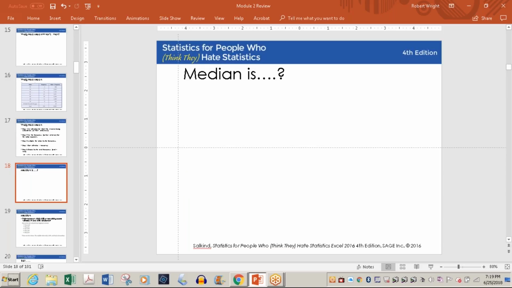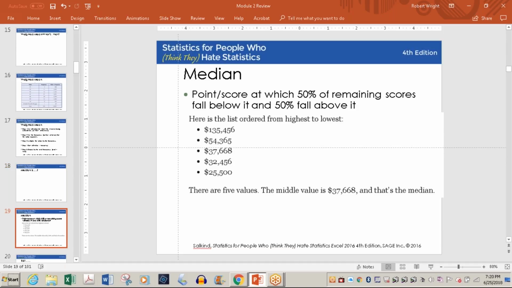Okay, moving on to the next indicator of central tendency, and that's the median. Now, what is that? It's the middle score. If you line them up in order, it's the middle score. Basically, half of the remaining scores fall above and half fall below. Here's a list showing higher to lower, and there are 5 values. The middle score you see is 37,668, and that's your median.